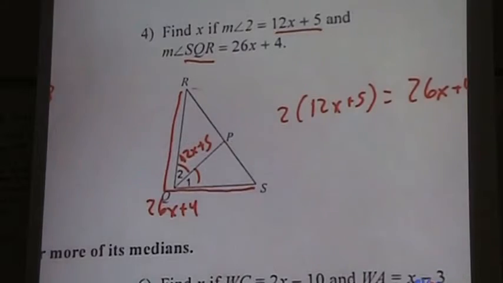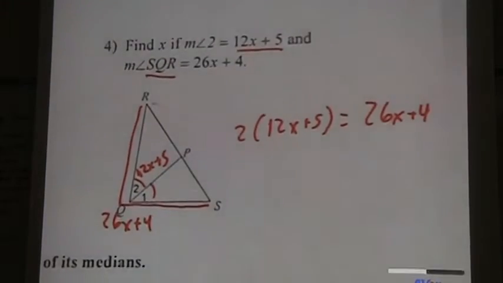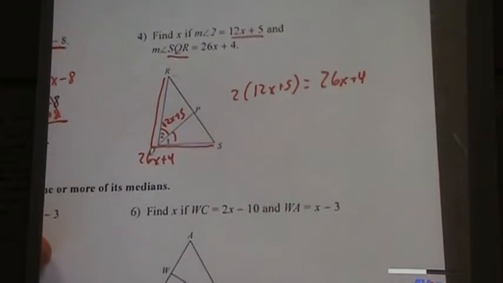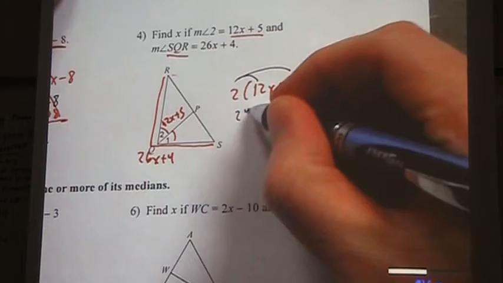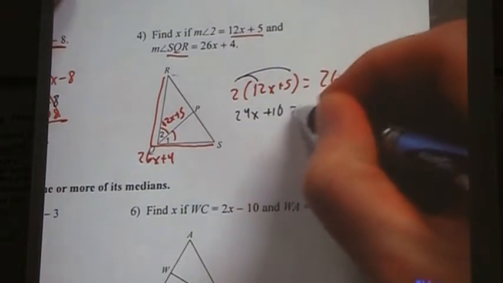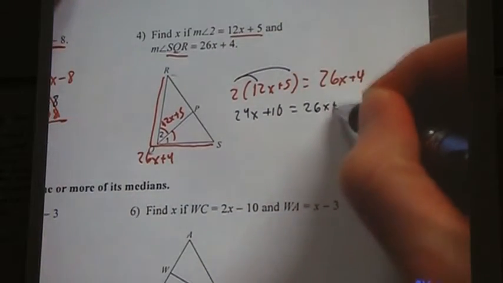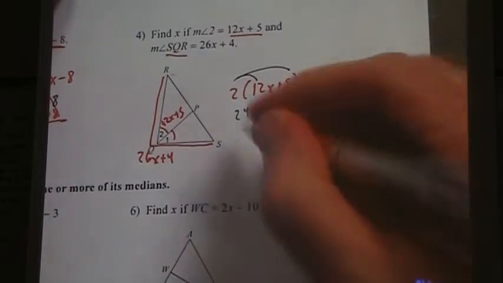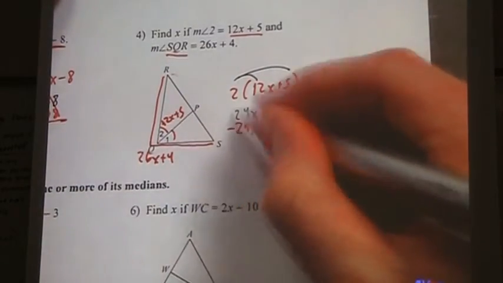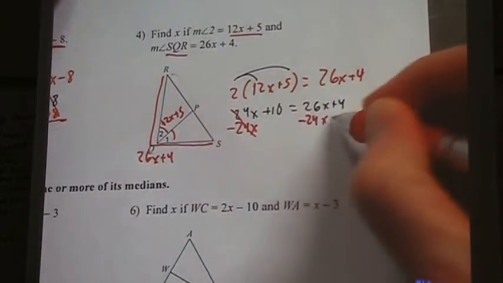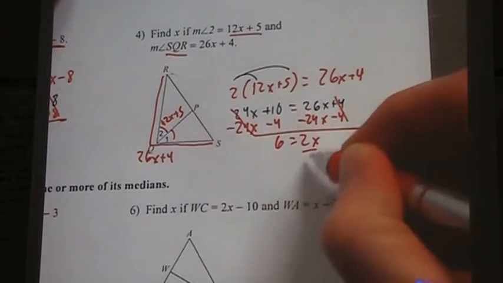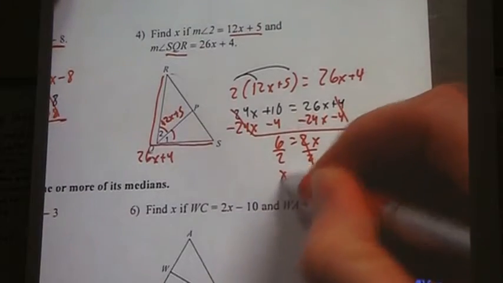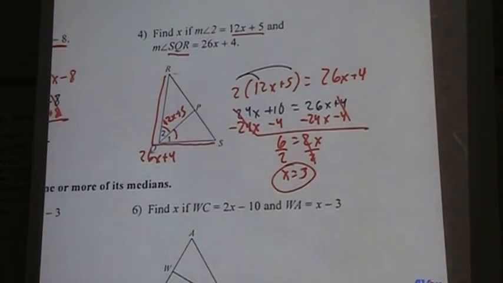I'll be honest, I'm not sure how many of these problems you're actually going to see. But you should know how to do them. Distribute. And then we're just going to move our smaller x to our bigger x's side. Minus the number, move the number. Bop, x equals 3.